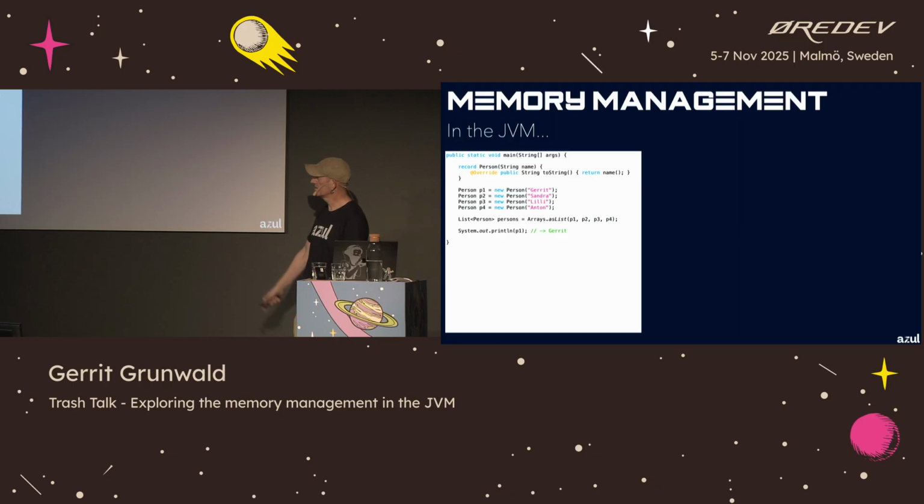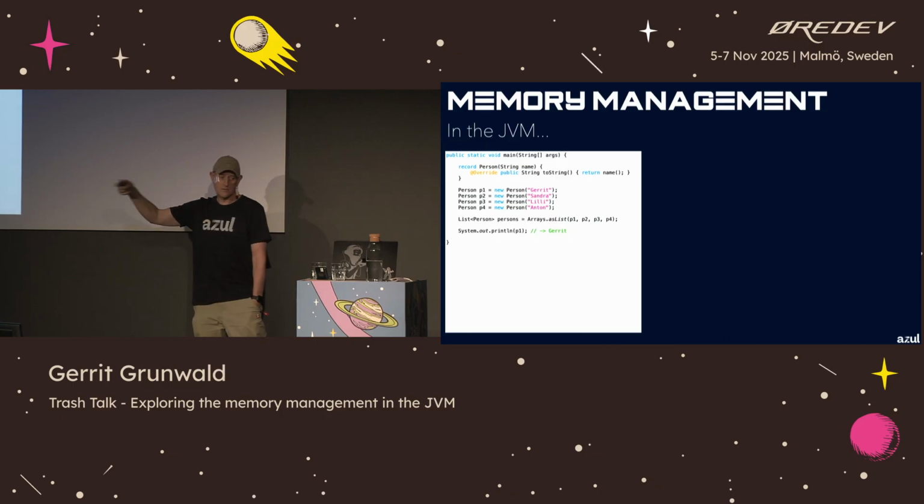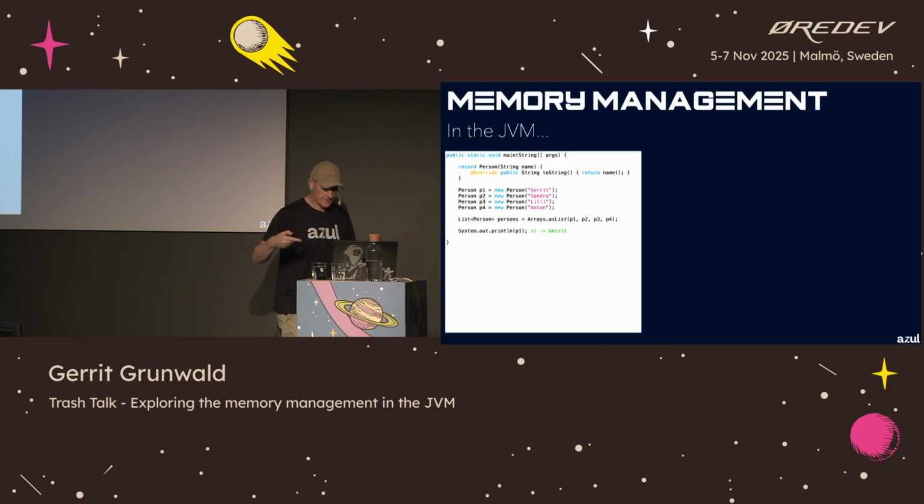And to give you an idea, and I hope it's readable in the back, the screen is not the biggest, I have a record Person. I have 4 instances of that, and I put them in a list. And I just print out the name of the first one, which is mine, which is easy peasy.